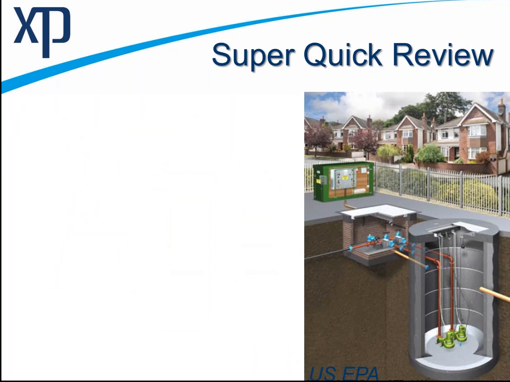So let's start with a super quick review. Two main types of pumps and lift stations. You may hear lift station or pump station used kind of interchangeably depending on where in the country you're from. This is what would be called a wet pit or wet well lift station. And you see here, if you can see my mouse, two centrifugal pumps. The green little guys down there, they are submerged.